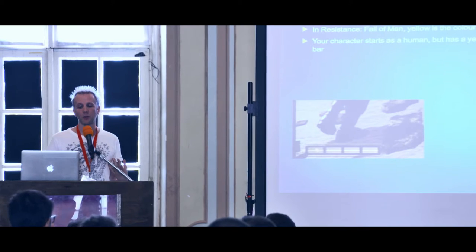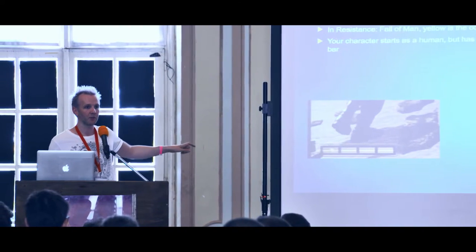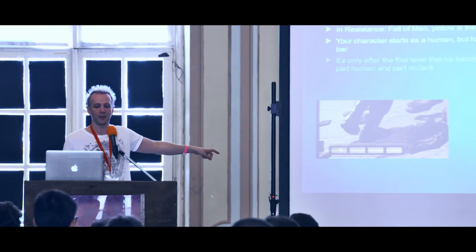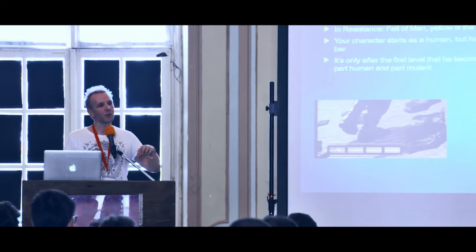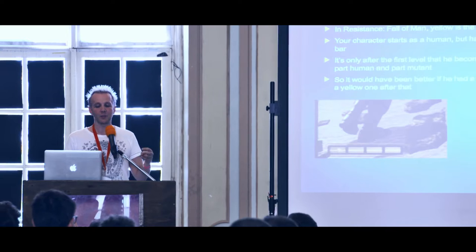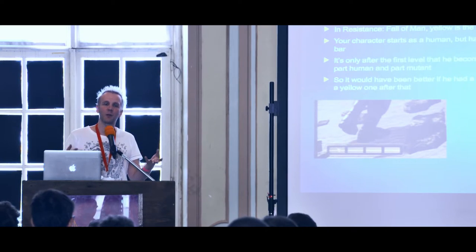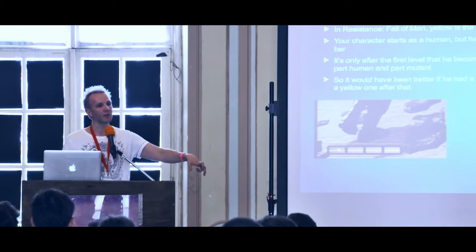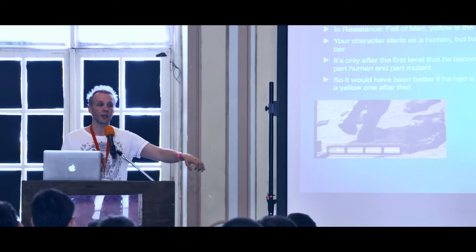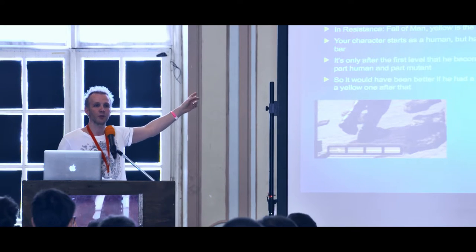For the first level, you're human, but it still has that mutant yellow colored energy bar. It's only after the first level that you become a hybrid, part human, part mutant. So it would have been better if you had a green health bar to start off with, the green that we associate with the health of human beings, and then a yellow one after you've changed into a hybrid. That would reinforce the storytelling through the HUD elements that you brought onto the screen.